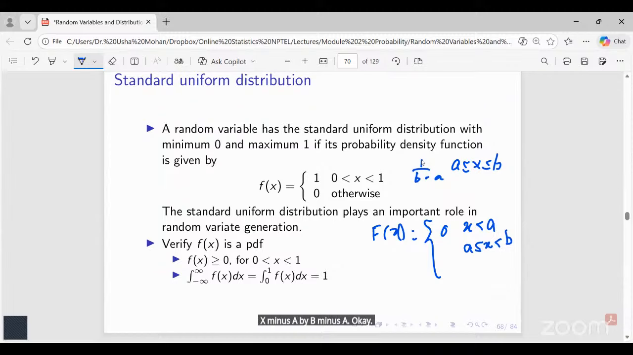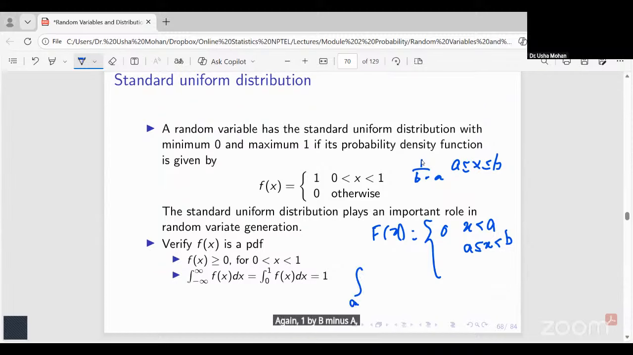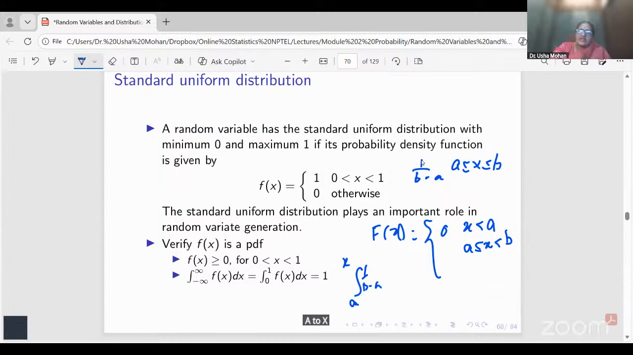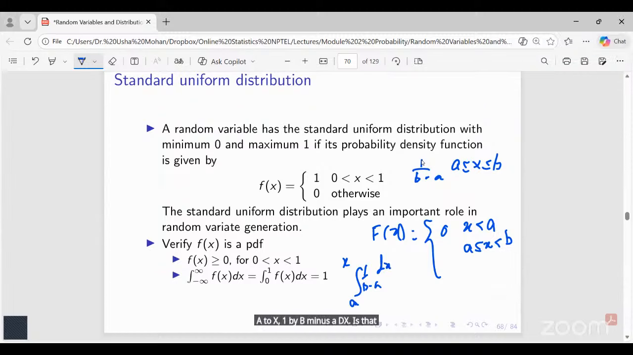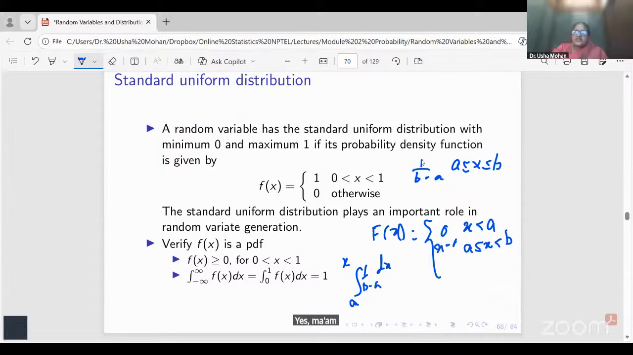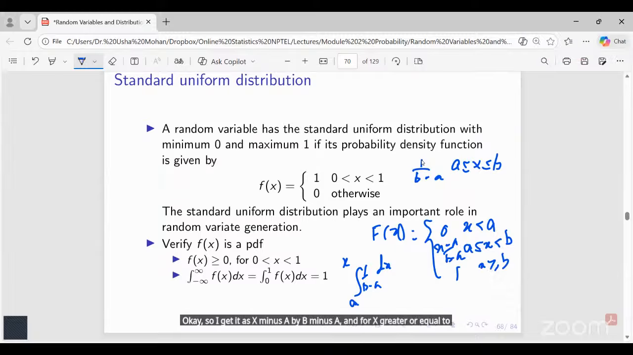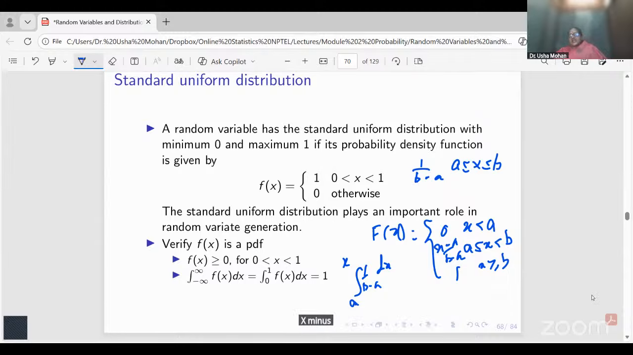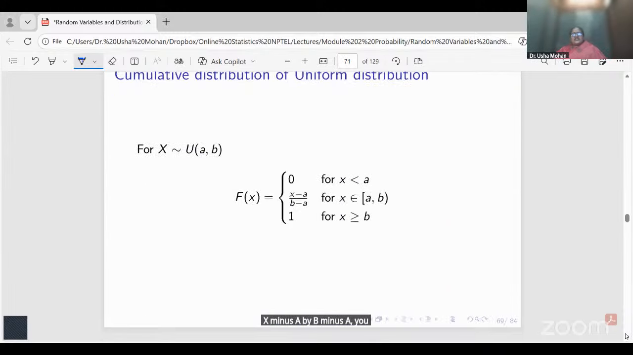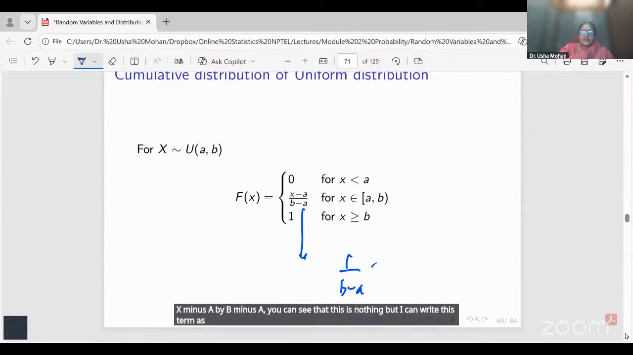Again, 1 by B minus A. I look at A to X, 1 by B minus A dx. Is that right? Okay. So I get it as X minus A by B minus A. And for X greater than or equal to B, it is going to be equal to 1. Now, if I look at this X minus A by B minus A, I can write this term as 1 by B minus A into X minus A by B minus A.